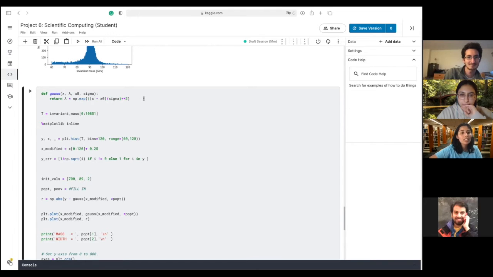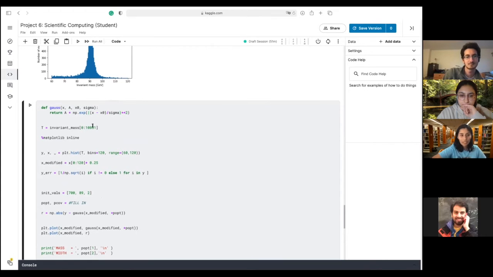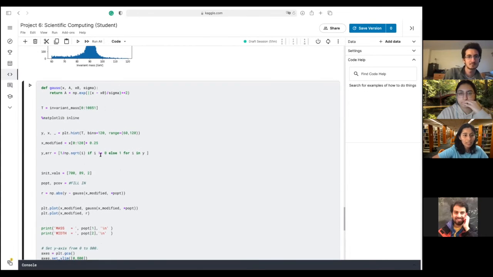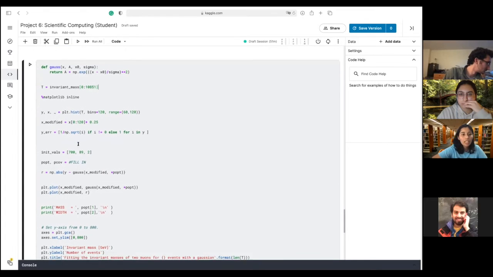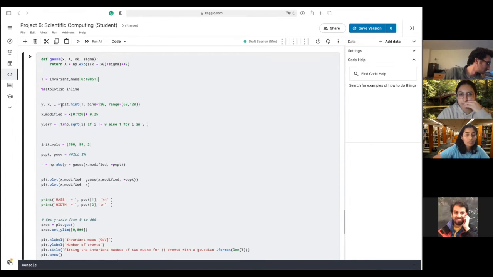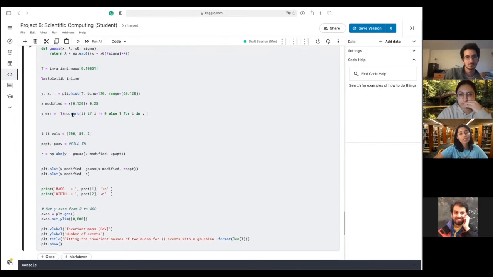Okay. So this is the form of a simple Gaussian, which is x minus the mean divided by the square of the variance, times an amplitude, which should give us a peak. And then we input the invariant mass from 0 to the largest number of events to this variable t, and then we plot the histogram again, just to see how the data looks.